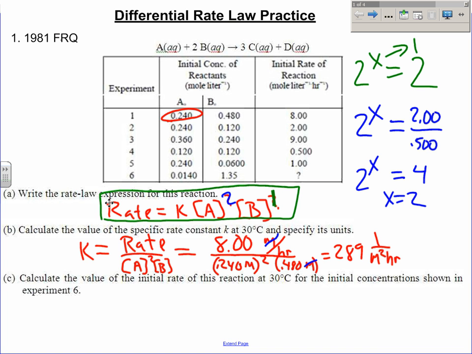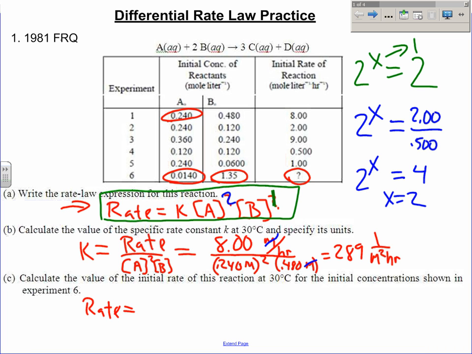Part C here says calculate the value of the initial rate of this reaction at 30 degrees Celsius for the initial concentration shown in experiment 6. So what they're asking us to do is define that if these are my two concentrations. Well, all you really have to do is, once again, go back to your rate law expression. It's asking me to calculate rate, so I'm trying to find rate.